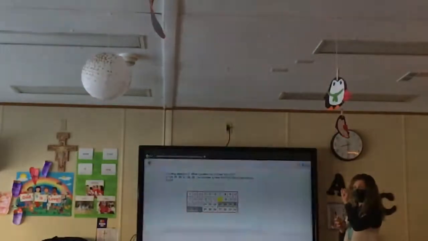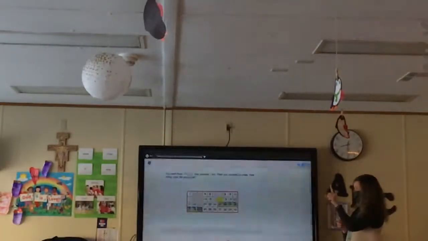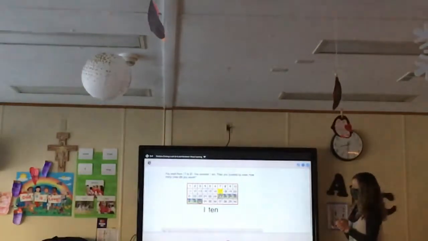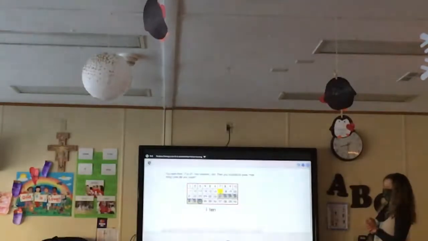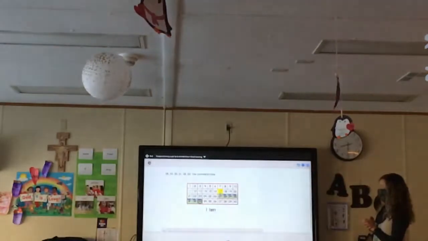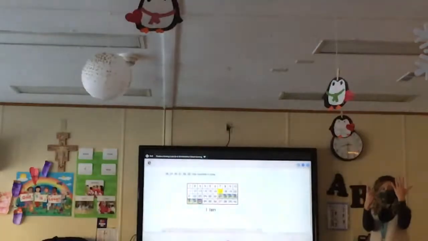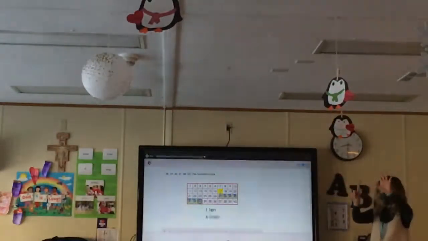How many tens? We went from 17 and dropped down to 27. You counted 1 ten. Then you counted by ones. How many ones did you count? Now it's 6 ones. 28, 29, 30, 31, 32, 33. See? You counted 6 ones.